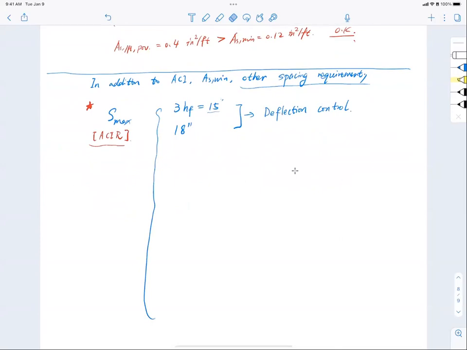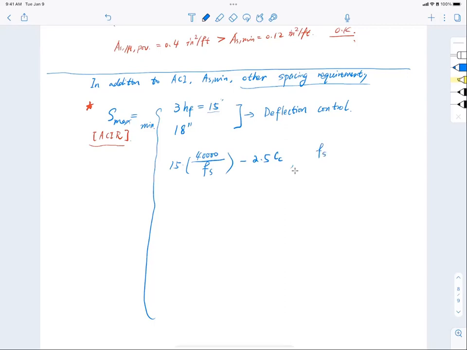And then s max is equal to the minimum of the following. The other one is 15 multiplied by 40,000 divided by fs, and then minus 2.5 times the concrete cover cc. And you say, what is fs?